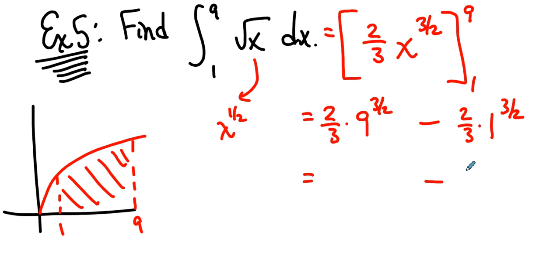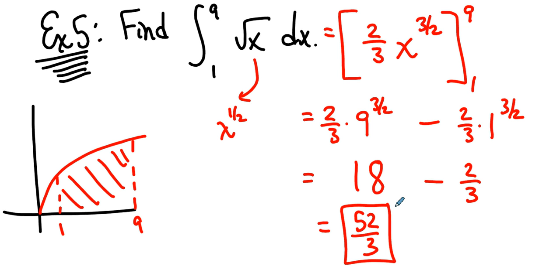Well, plugging in 1 is easy. Plugging in 9's a little more difficult. You got to remember that this means take a square root, and that means cube the result. So square root of 9 is 3. 3 cubed is 27. 2/3 of 27 is 18. And so you get 17 1/3, 52/3. That's the area bounded by radical x between 1 and 9. Okay, again, it's an antiderivative, sub, and subtract, and then the rest is arithmetic.